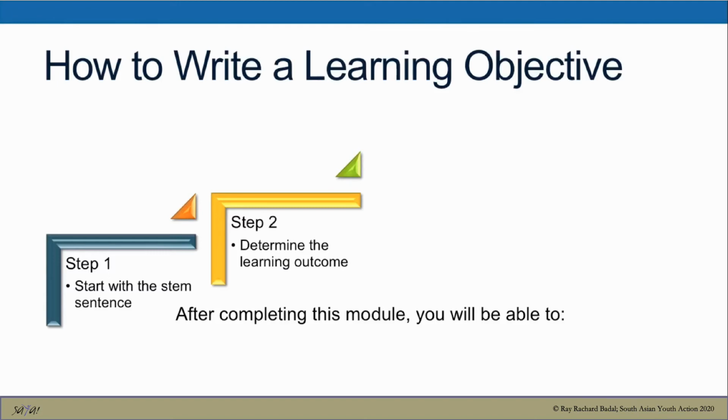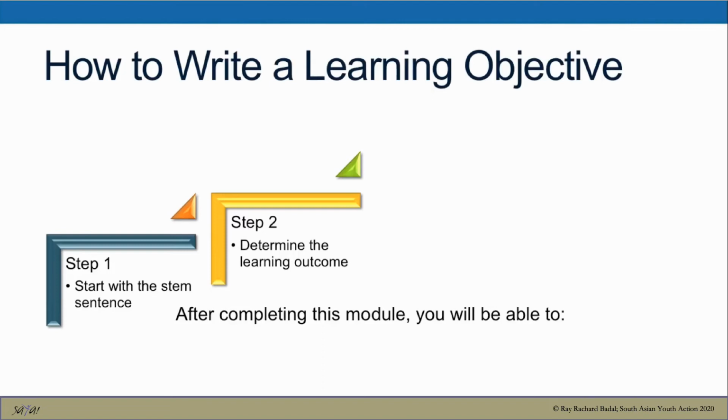Next, determine the learning outcome. Think about what it is that you want the students to be able to do, and then think about how you will know that they understand what you've taught them. What is the outcome or product that they will do or produce that demonstrates that they've mastered the concept? I'll use this particular presentation as an example.